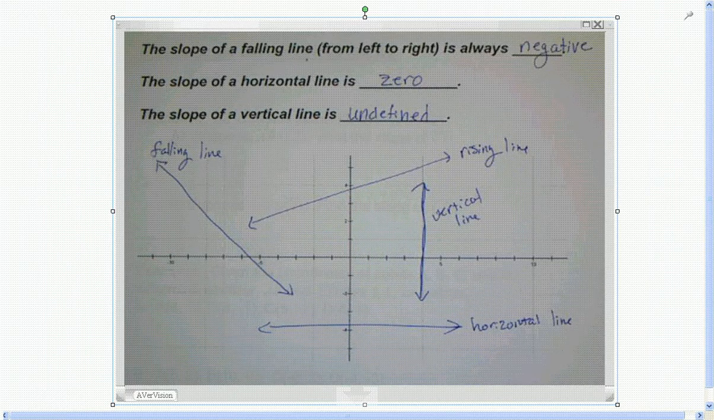All right, the next one we're going to talk about is parallel and perpendicular lines, but we will do that in the next segment.